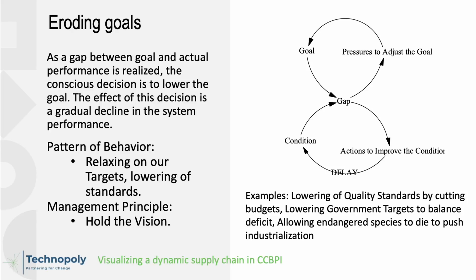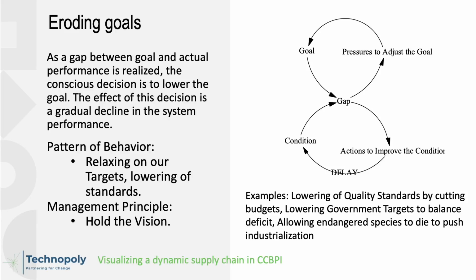The effect of this idea is that by lowering the goal, the decision to adjust to a lowering of goal leads to the decline in the system's performance. Patterns of behavior for this type of structure or archetype are often associated to when we relax our targets or when we lower our standards. The main principle here is for us to hold on to the vision, find means to adapt, to change, to make it work.